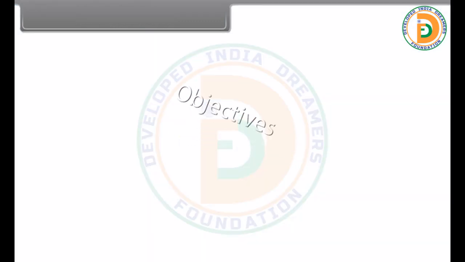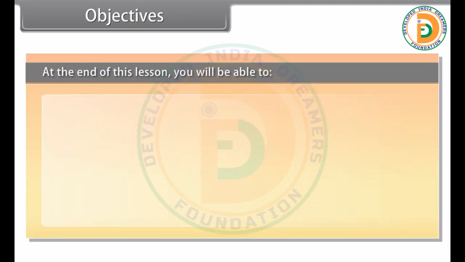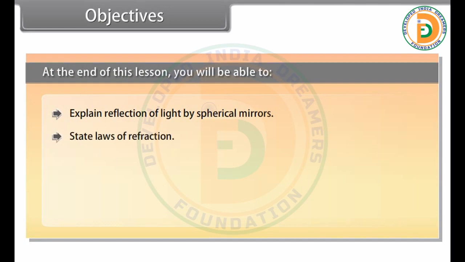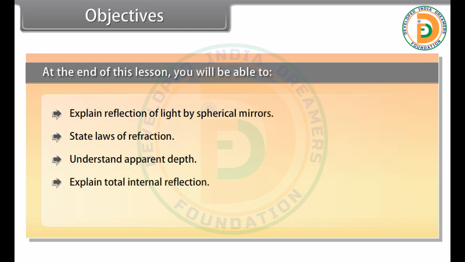Objectives. At the end of this lesson, you will be able to explain reflection of light by spherical mirrors, state laws of refraction, understand apparent depth, explain total internal reflection, and discuss applications of total internal reflection.